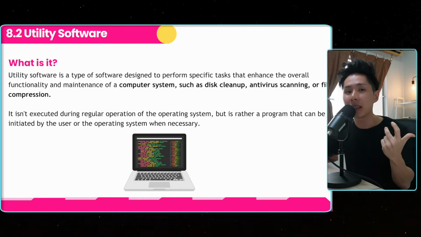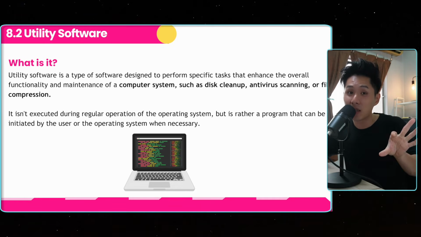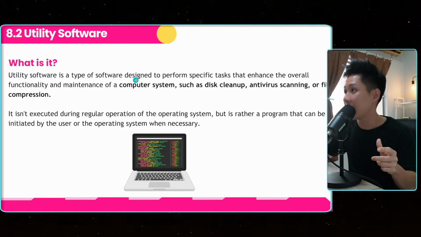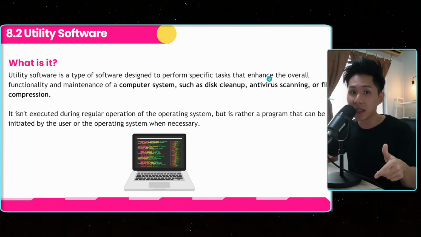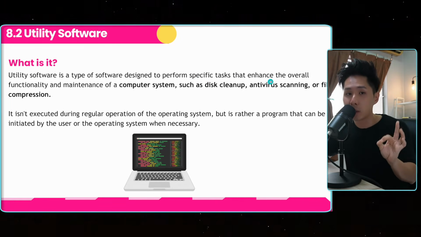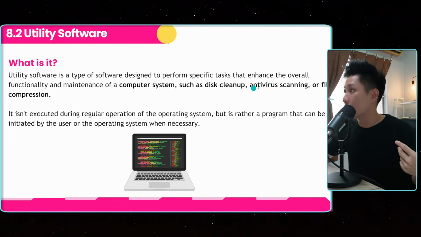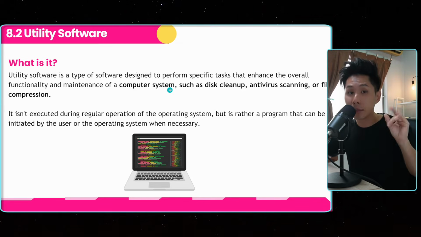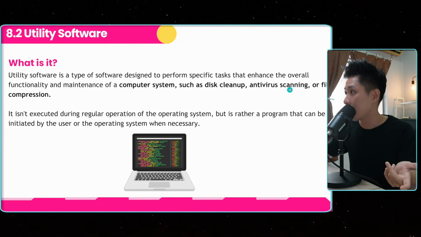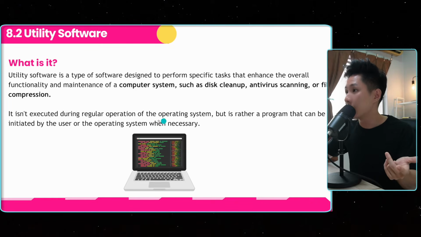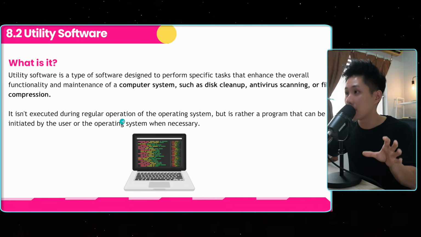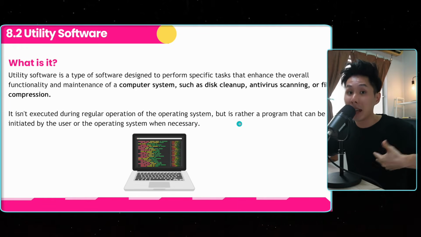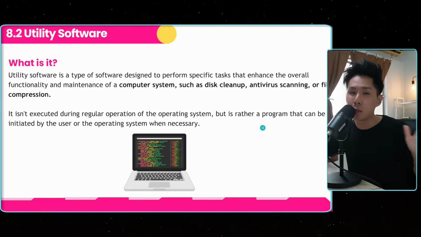So let's look into the second type of system software called the utility software. Unlike the operating system, utility software is software designed to perform specific tasks. So each utility software has a specific role. Their purpose is to maintain the overall functionality and maintenance of a computer system. Things that they do include disk cleanup, antivirus scanning, or file compression. So it's not executed during regular operation of the operating system, but it is a program that is initiated by us, the user, or the operating system when necessary.